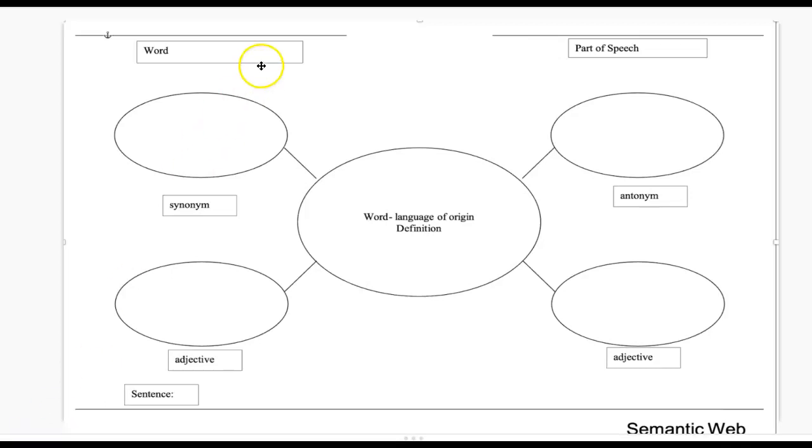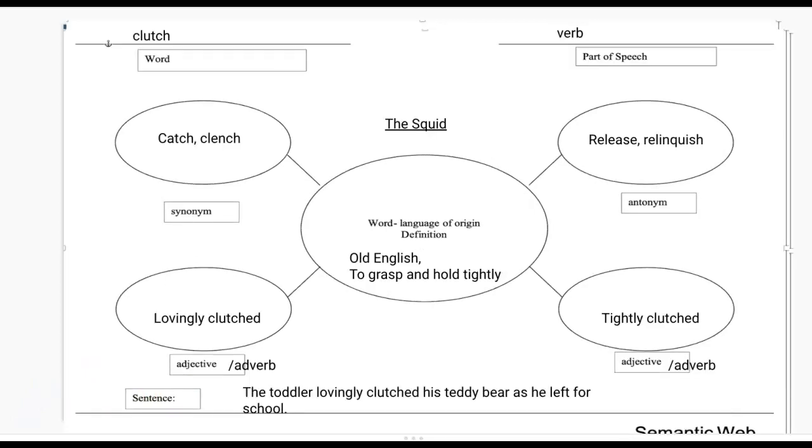The word is at the top, the part of speech, the word itself again, language of origin, which plays into morphology and understanding of the word, the definition, synonyms, antonyms, adjectives, or adverbs depending on part of speech, and then showing further understanding by using that word in a sentence. You could take it a step further and have the student illustrate the word, if that's appropriate for your grade level or the student you're working with. Here's one filled in.